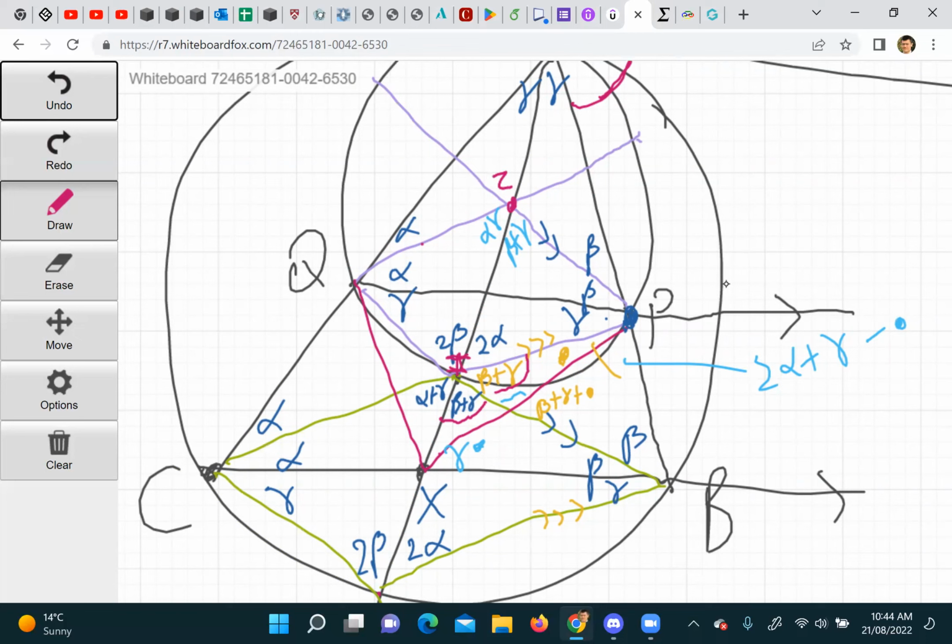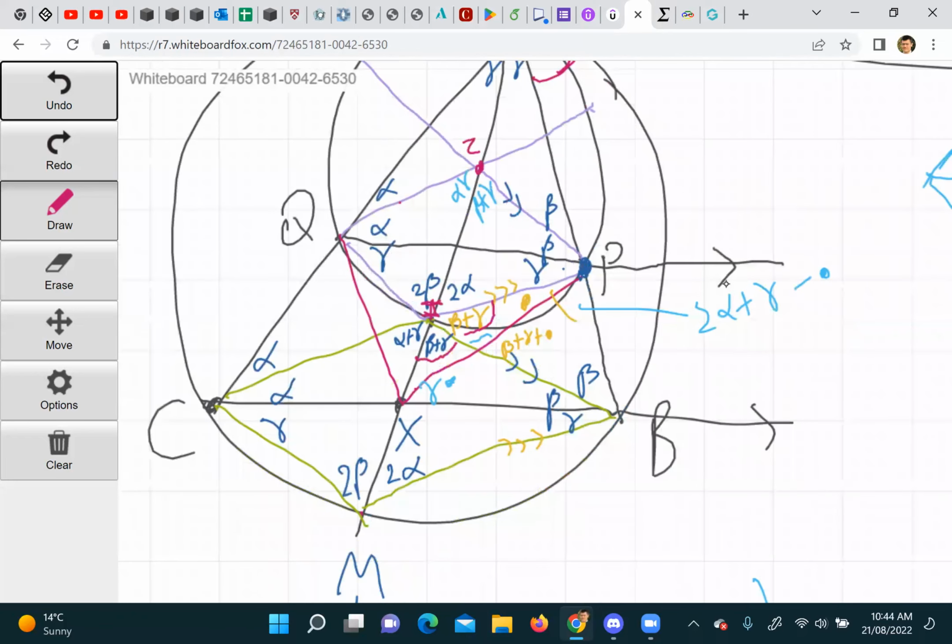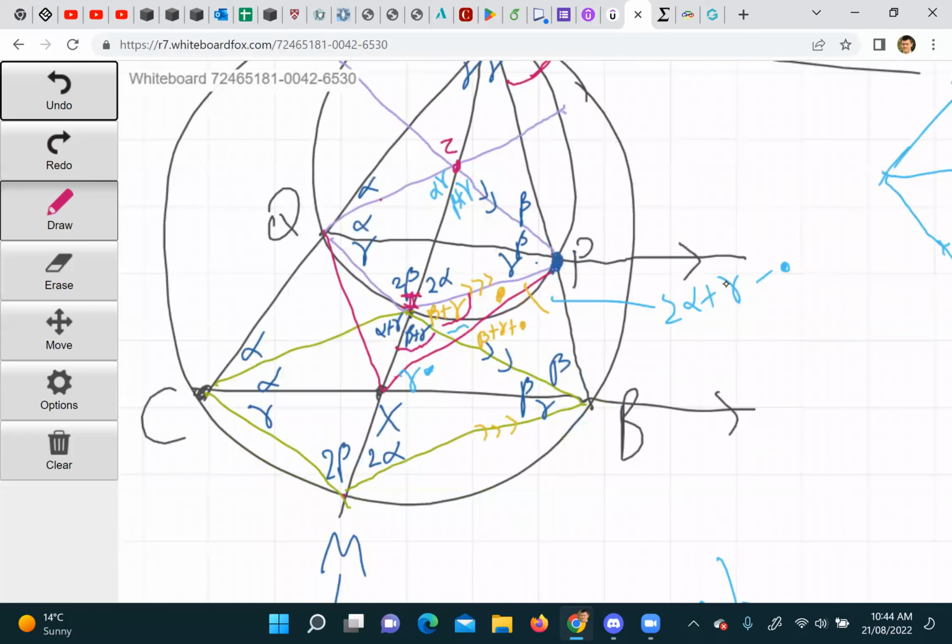And never did I feel good about it. Well, wait, it's solved. Because I is the mid-arc PQ, since it's the angle bisector. No, because if this is the kite, then the red line is 90 degrees to the green line, right? And if this is 90 degrees, then beta plus gamma plus alpha, that has to be alpha then.